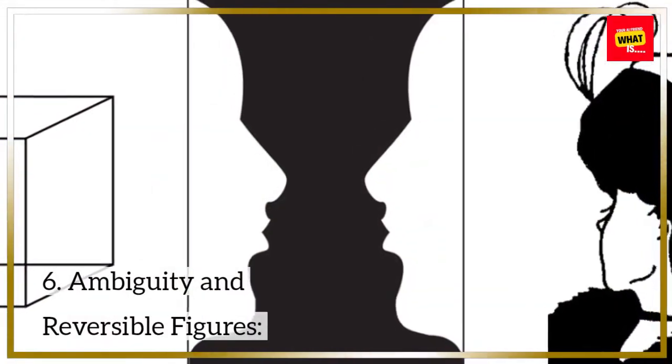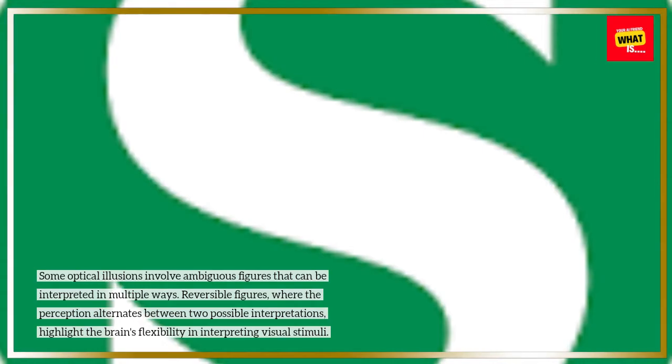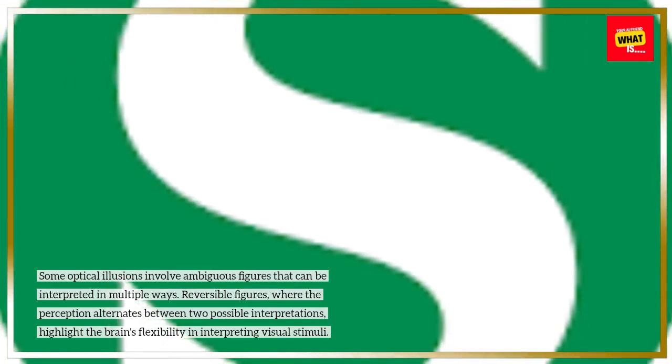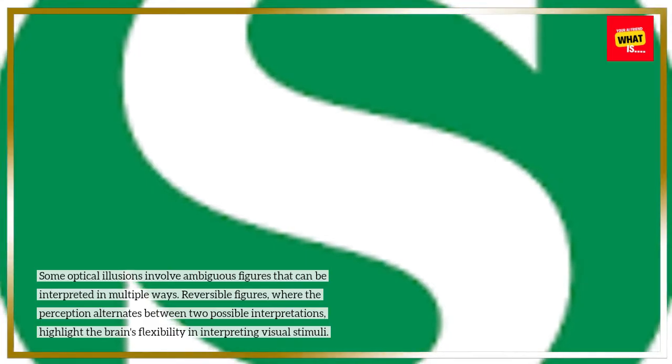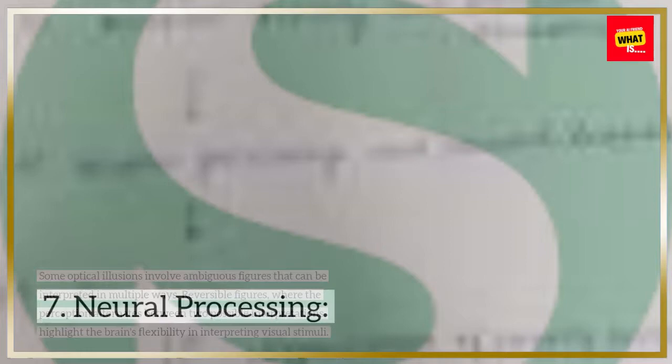6. Ambiguity and reversible figures. Some optical illusions involve ambiguous figures that can be interpreted in multiple ways. Reversible figures, where the perception alternates between two possible interpretations, highlight the brain's flexibility in interpreting visual stimuli.